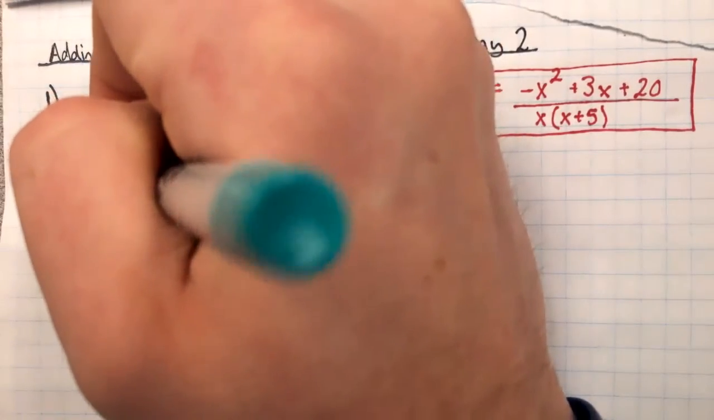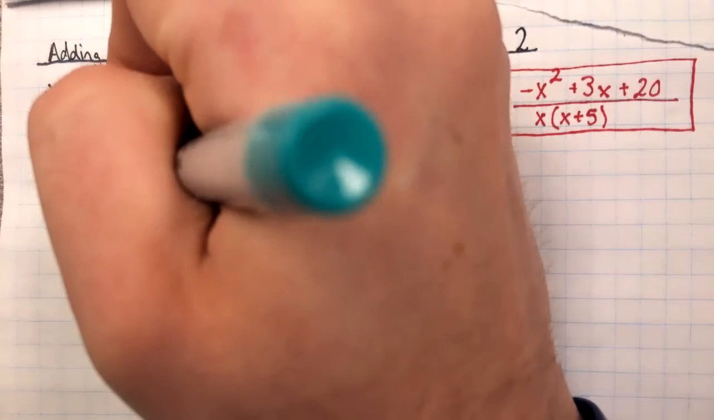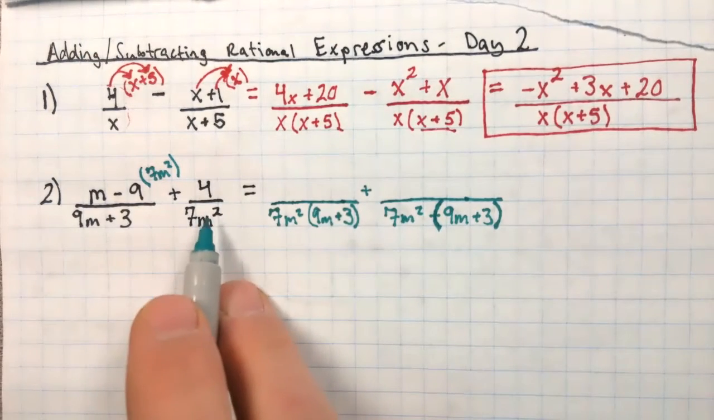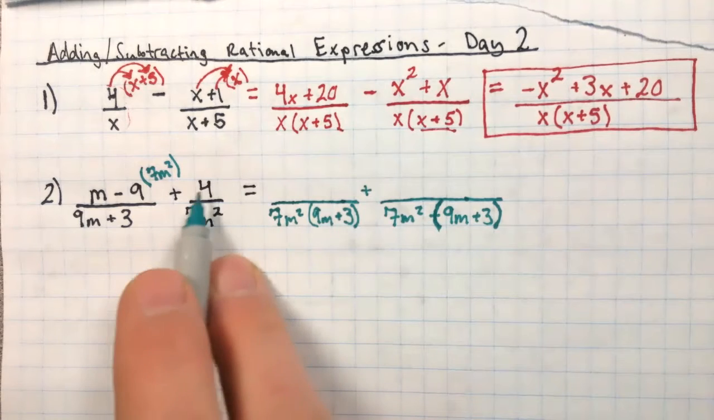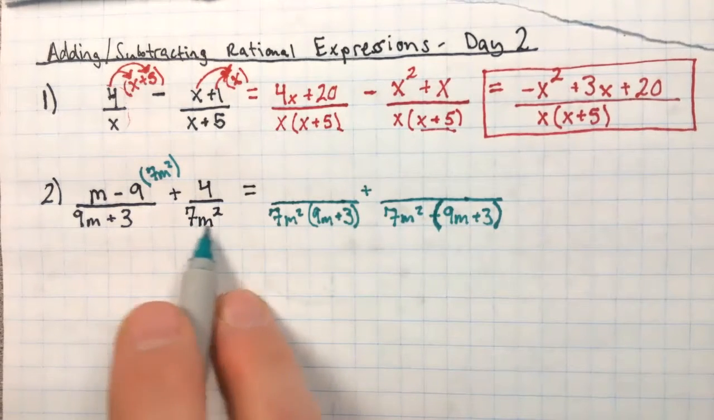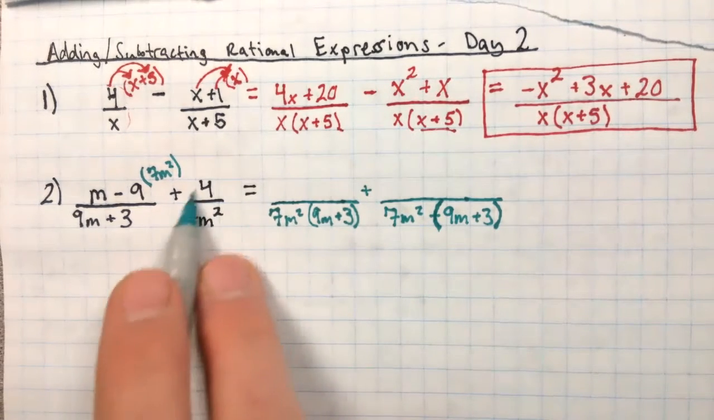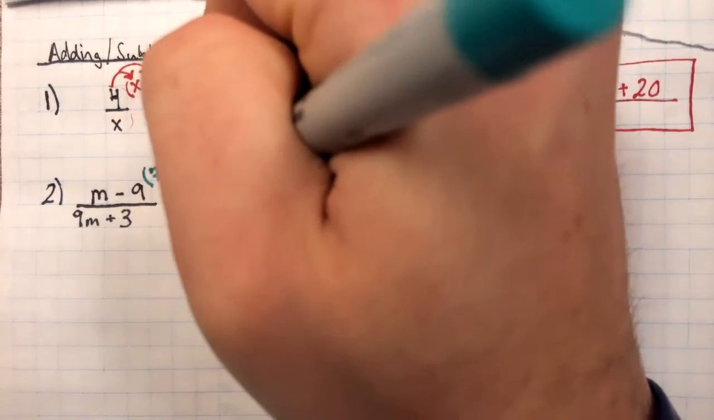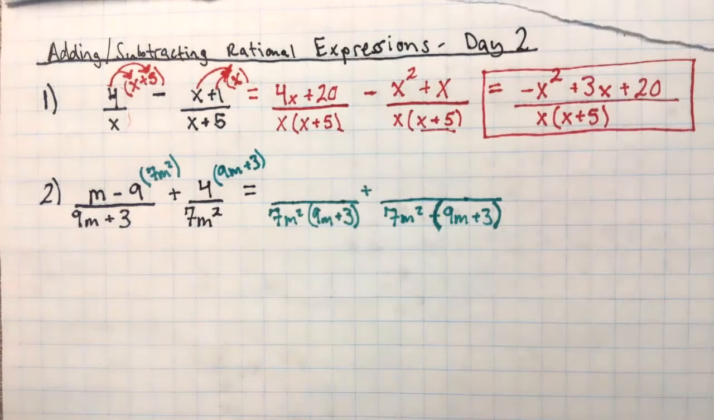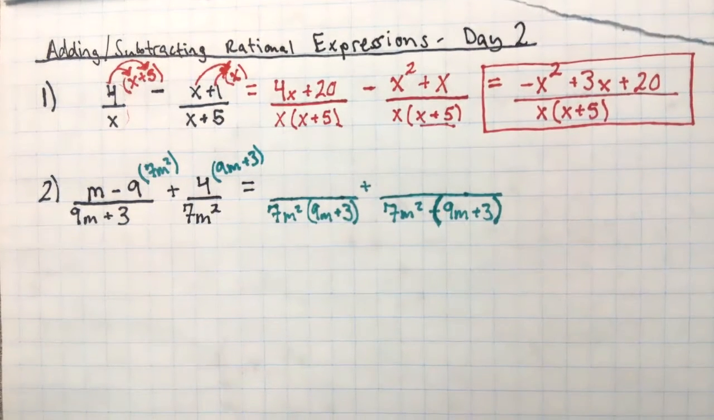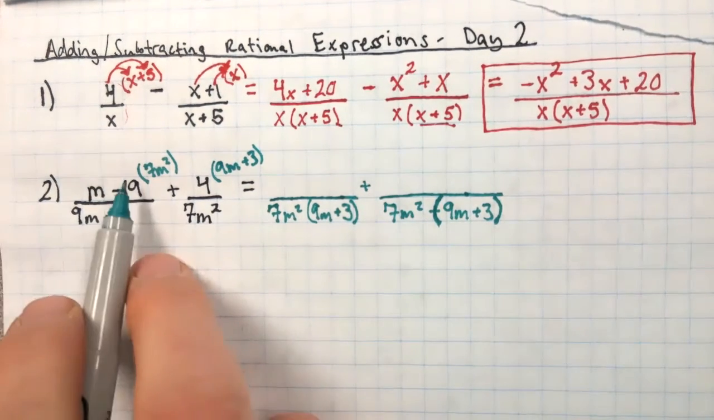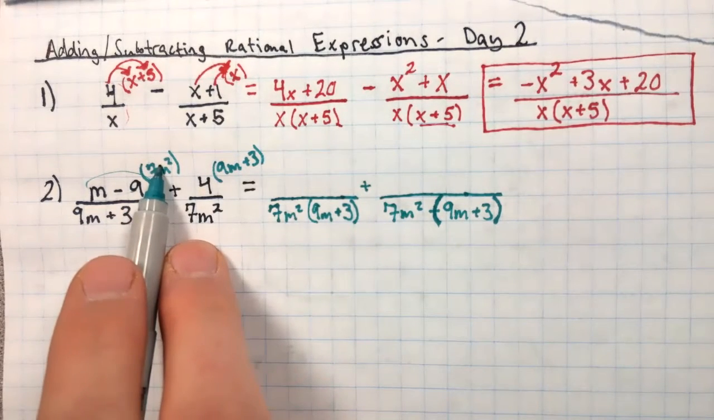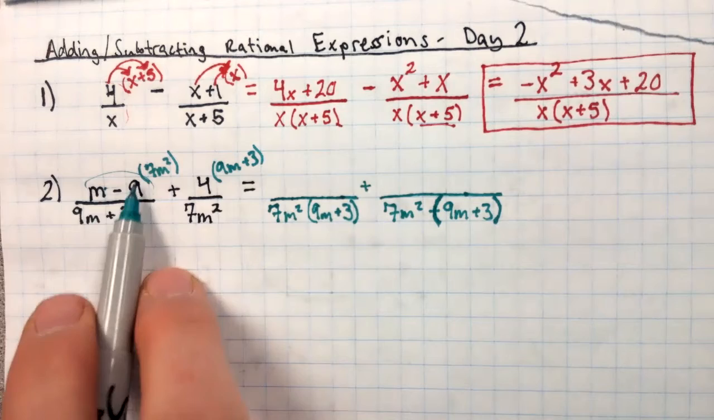So maybe just to keep track, we'll put up here 7m squared. Then, of course, this fraction needs to get multiplied by... it's already got 7m squared. It needs to be 9m plus 3. Hey, when you get here, don't forget everything here is getting multiplied by 7m squared. So what we're going to do is distribute it.